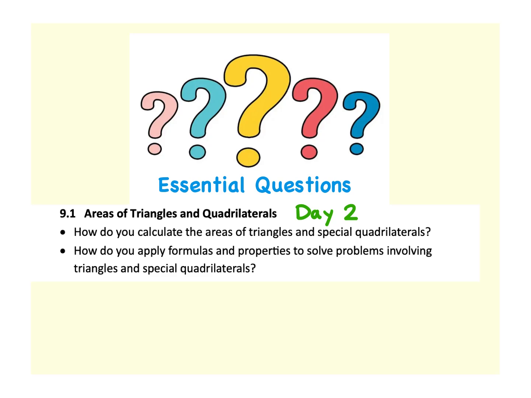In this video, we're going to be looking at the second half of lesson 9.1 on areas of triangles and quadrilaterals. If you haven't already completed the 9.1 day 1 notes, you should do that first. In day 1, we looked at how to find the area of rectangles, parallelograms, triangles, and trapezoids. In day 2, we're going to focus on 2 more special quadrilaterals, and those are rhombuses and kites.